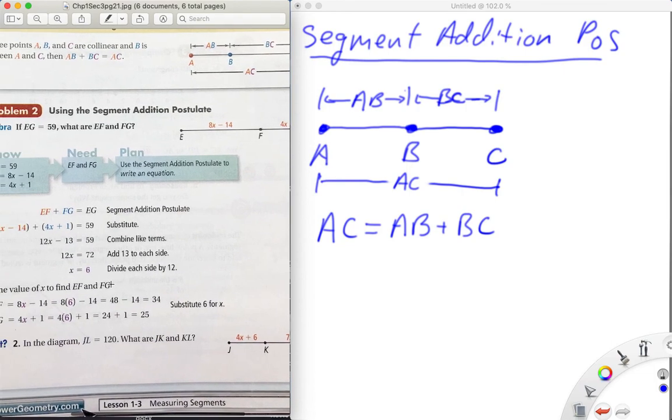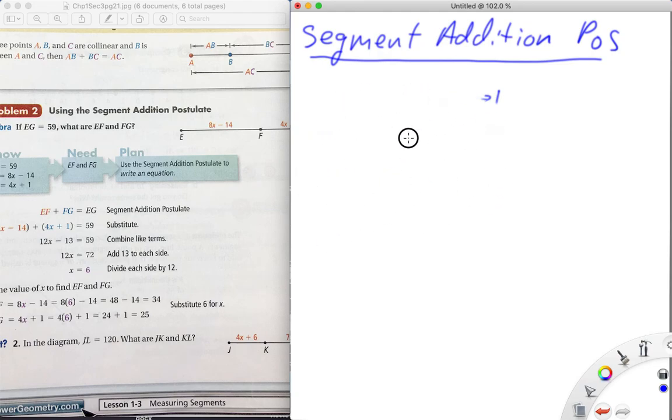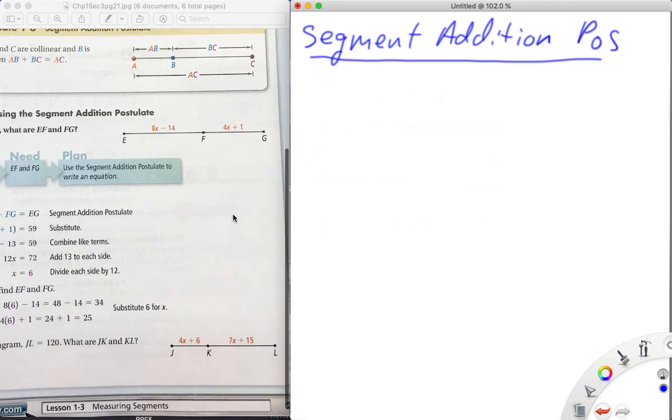Let's look at an example. So for number 2, we are given J, K, L.